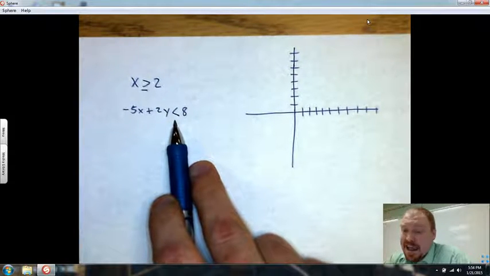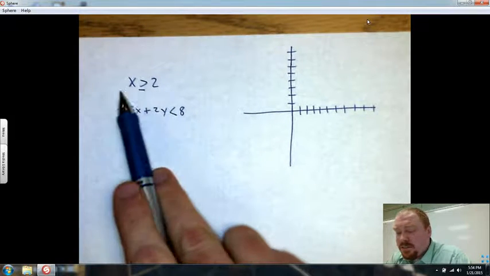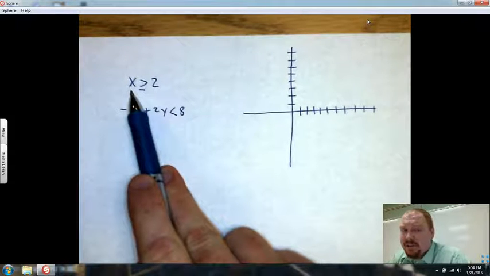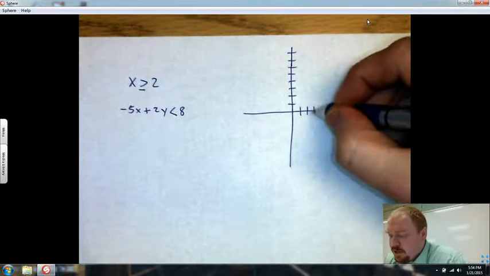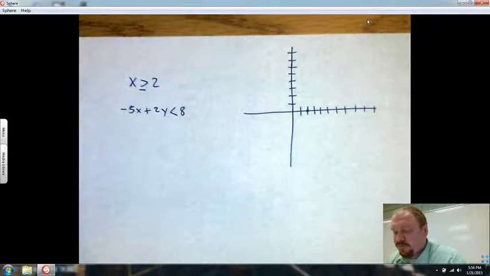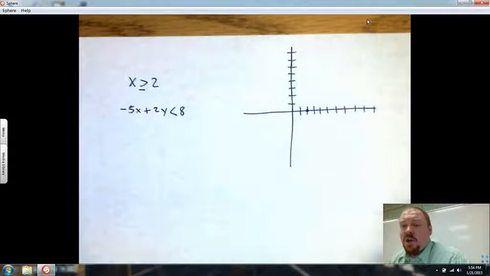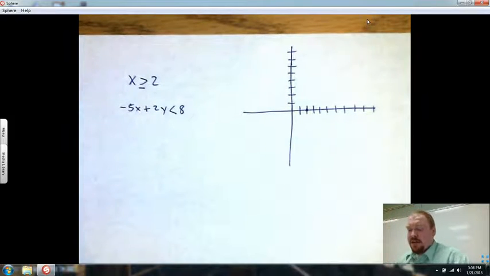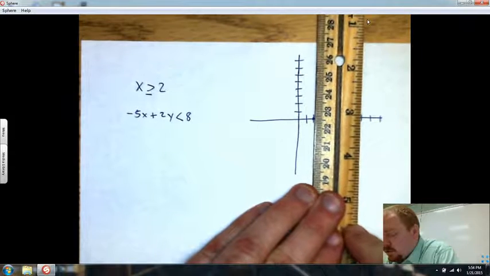So I'm going to graph this first one. Now, because it's just x, that means it's going to intersect the x-axis at 2. So it's going to intersect right here. And because there is no y variable, it's just going to go up and down. Now, because it has the equal sign to it, that means it's going to be solid. So I'm going to draw that in right now.